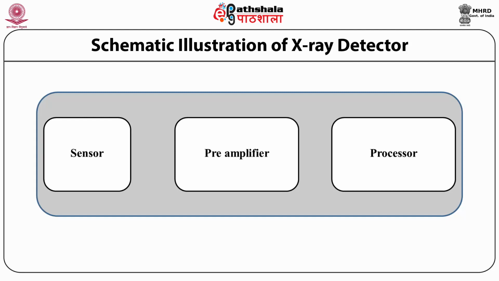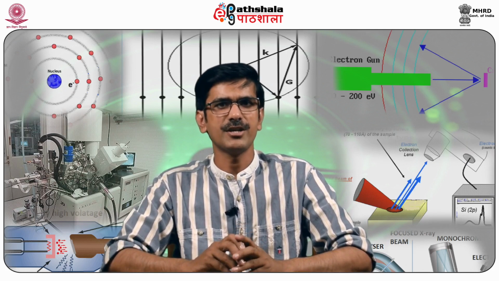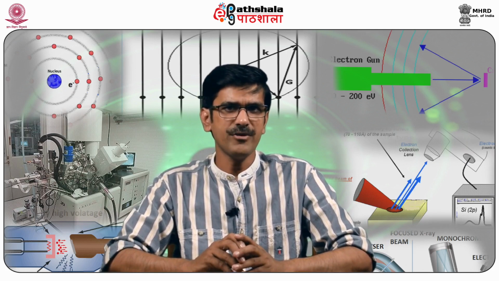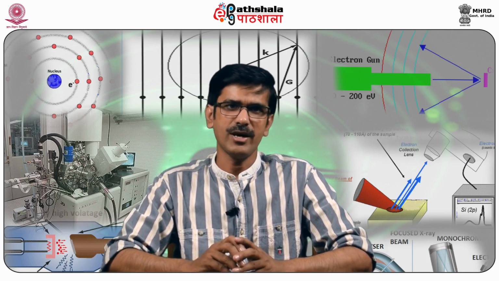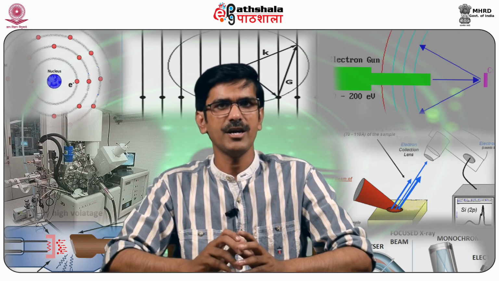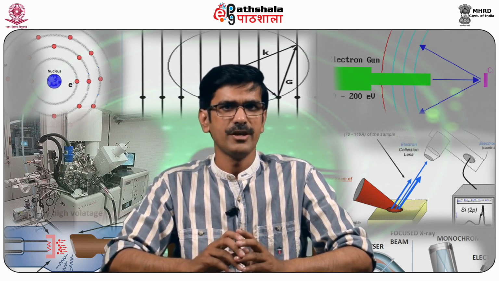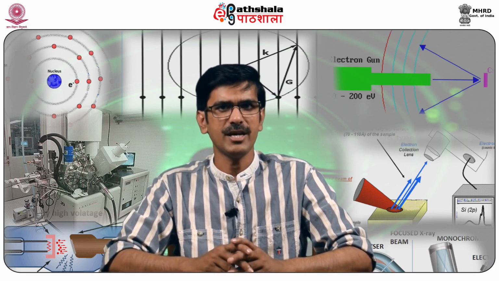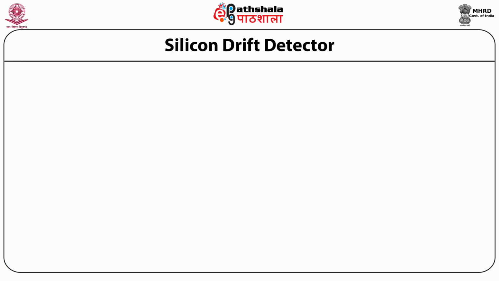So here we begin. The first component of the X-ray detector is the silicon drift detector, which is abbreviated as SDD. The characteristics of SDD are: it has high count rates, it has high energy resolution, it is thermoelectrically cooled, and it has a small value of anode capacitance. The first is the silicon drift detector, or commonly known as SDD.